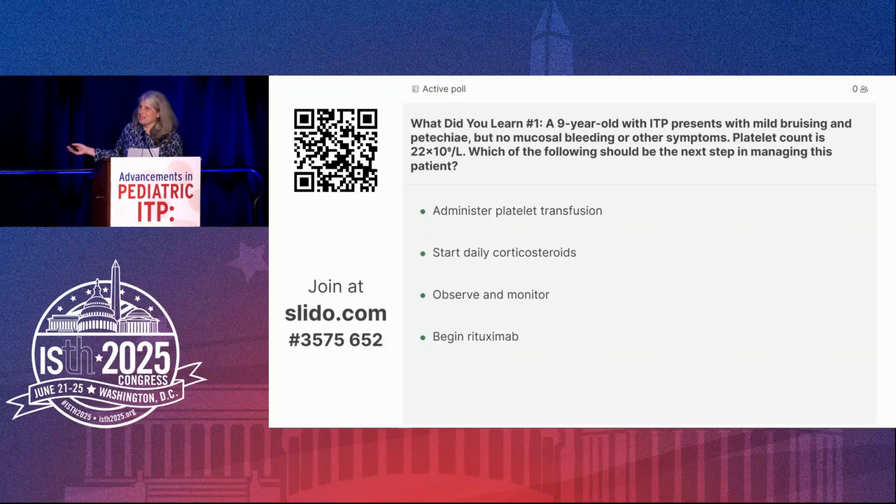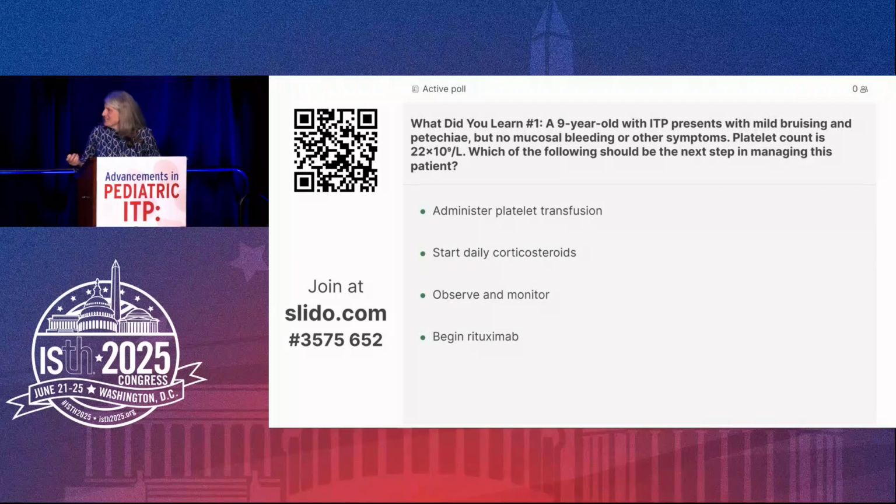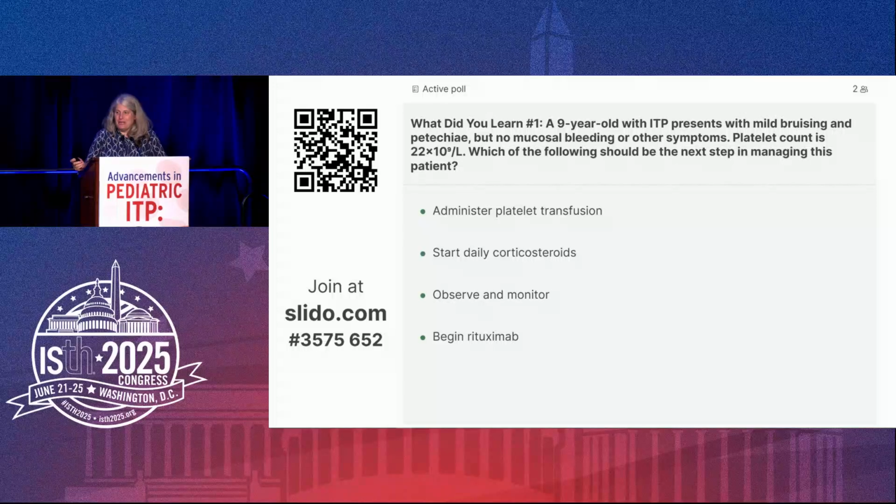So after seeing Dr. Lambert, Cassandra and her family came back to me. They felt reassured about staying on the TPO-RA while awaiting all of these novel new things in the pipeline to make life better and easier for our patients. So let's loop back now. We're going to actually give away the answers to our questions.